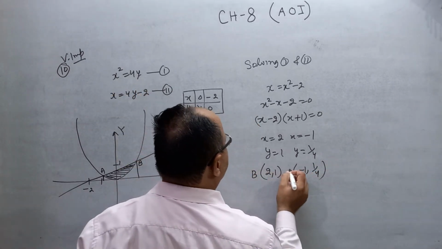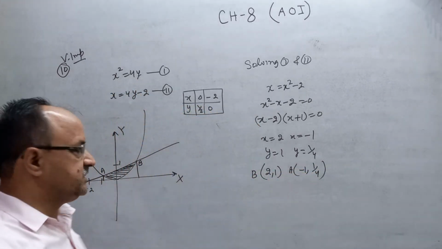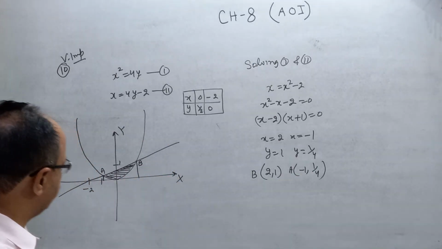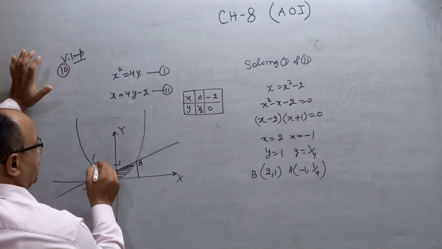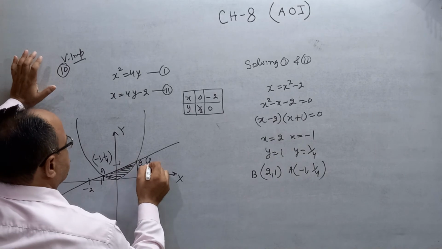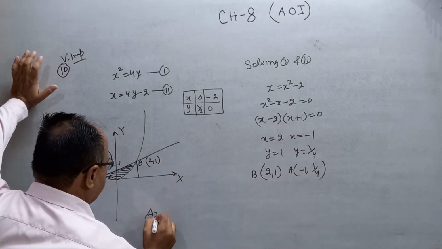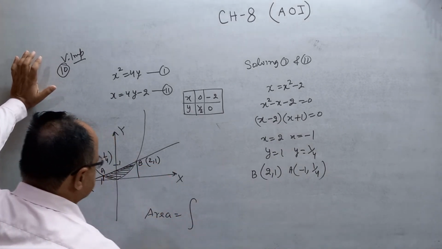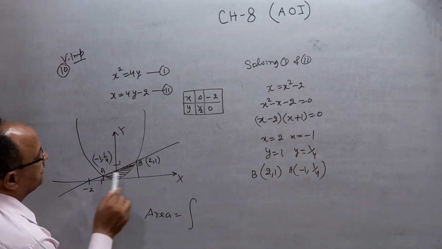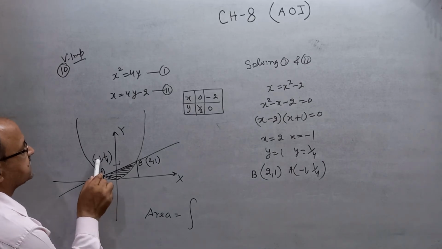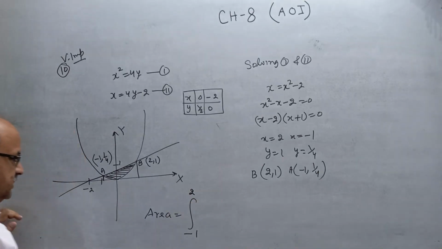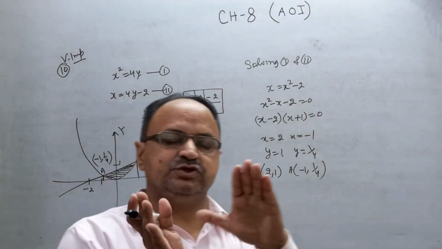This is the coordinate of B and this is the coordinate of A, because you know that B lies in the first quadrant, and A lies in the second quadrant. Therefore, the coordinate of A is minus 1, 1 by 4, and here the coordinate is 2, 1. So the area limit is the x coordinate from this to this, left to right. What is the coordinate of x? Minus 1 to 2.